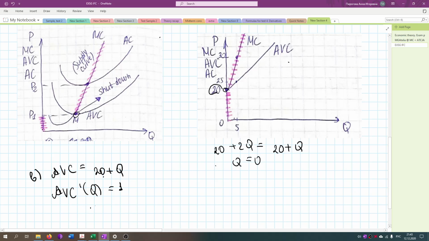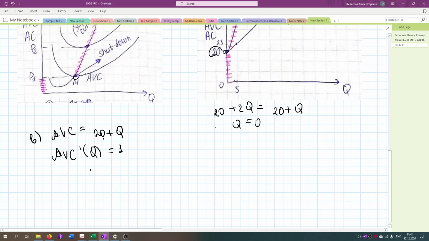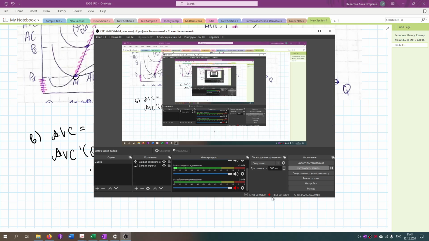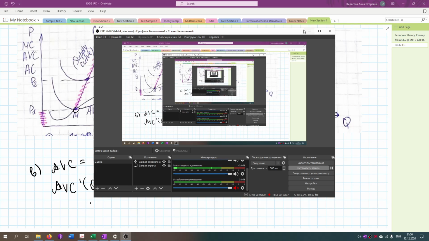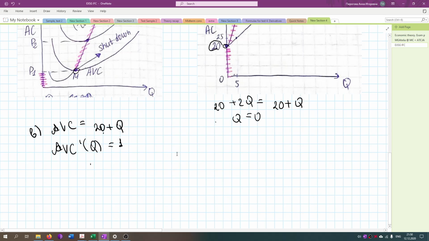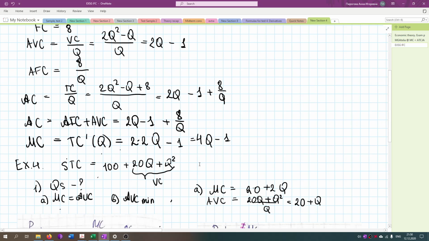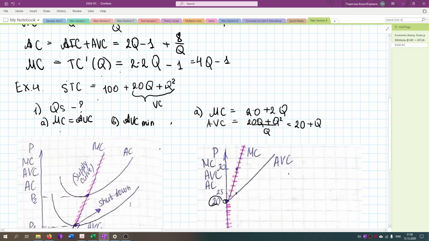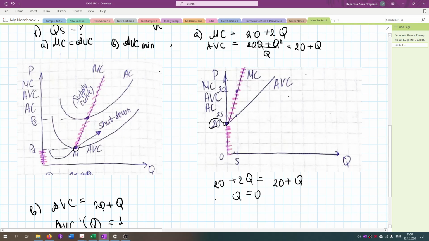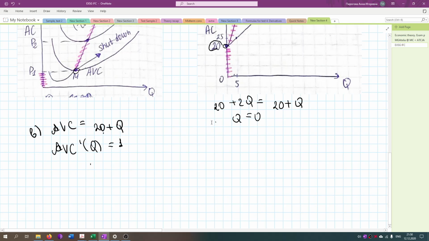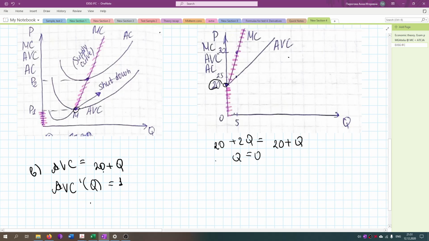And so when we need to find the minimum of our average variable cost, we will need to look again at our graph and see that the minimum of average variable cost will be equal to 20.